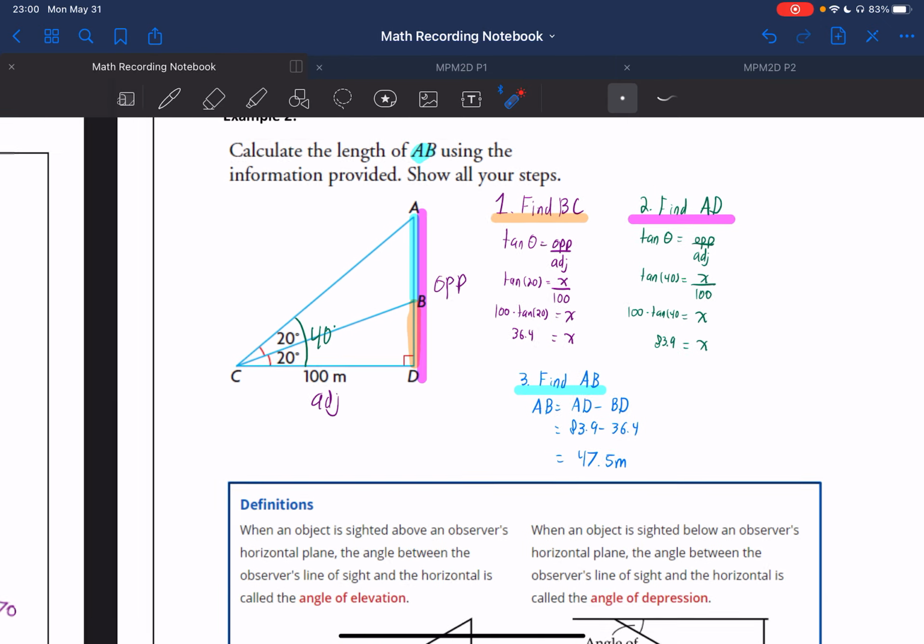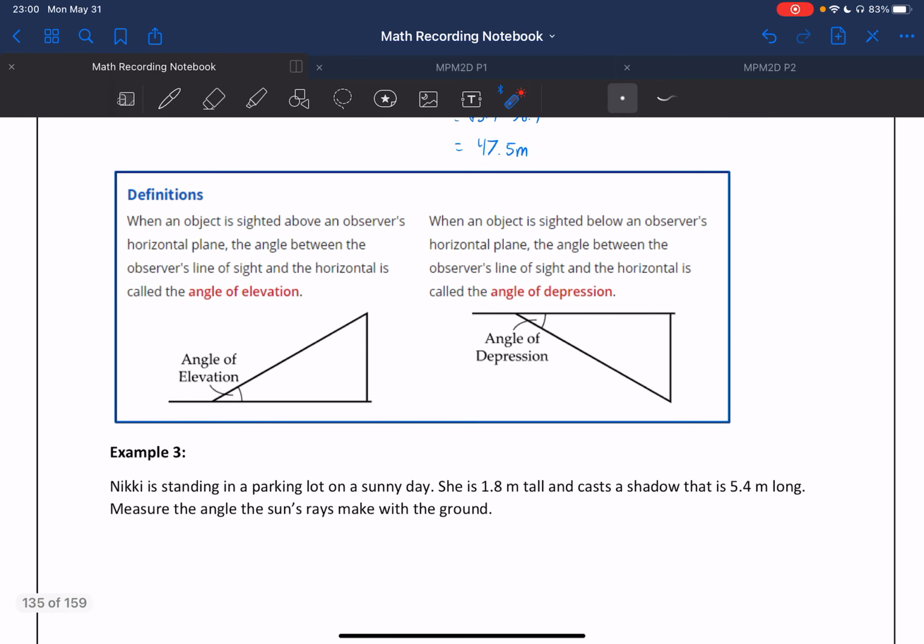Now we're going to get a little bit harder. Now we're going to have a couple of different angles that we need to identify what they mean. When an object is sighted above the observer's horizontal plane, the angle between the observer's sight line and the horizontal is called the angle of elevation.